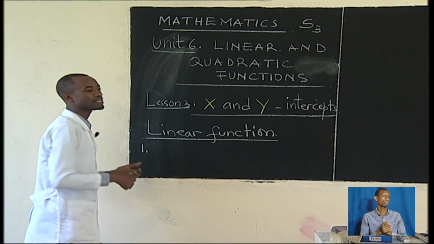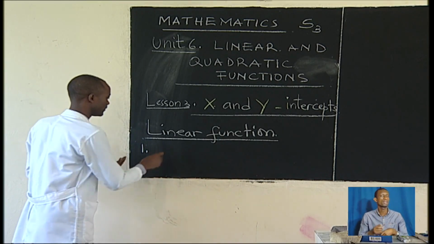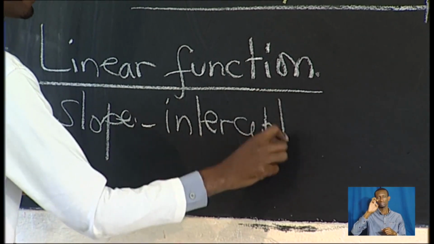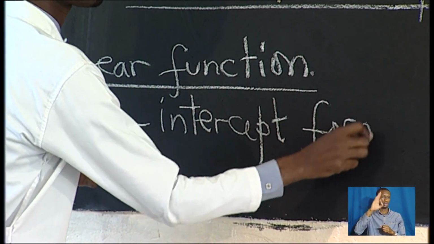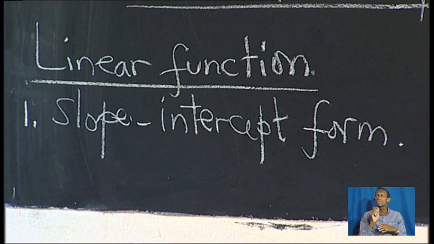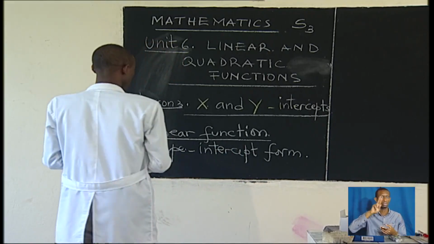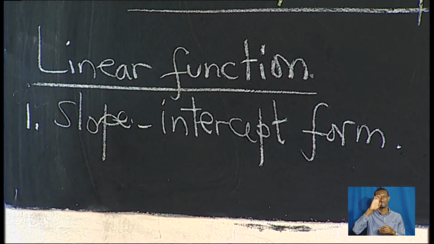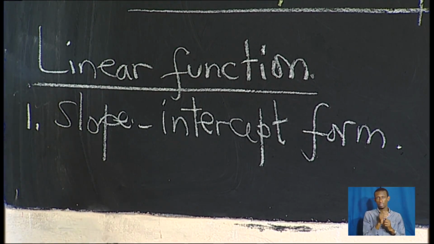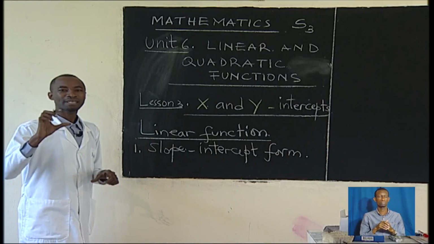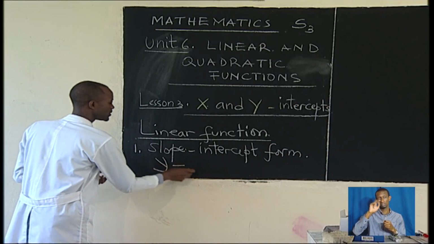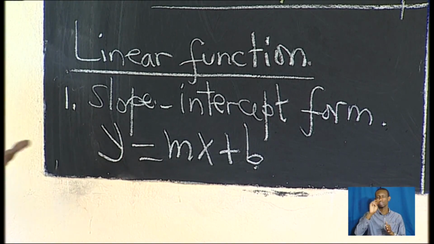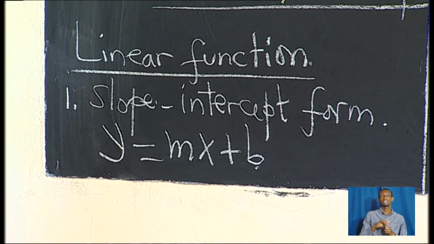The first form, we call it slope-intercept form. How do we write an equation in slope-intercept form? You are seeing there are 2 terms. We have slope and also we have intercept. It means it's an equation which is written in a way that you can see a slope from it and also intercept. When you have y equals mx plus b, this is a slope-intercept form of an equation, of course, which is a linear equation.